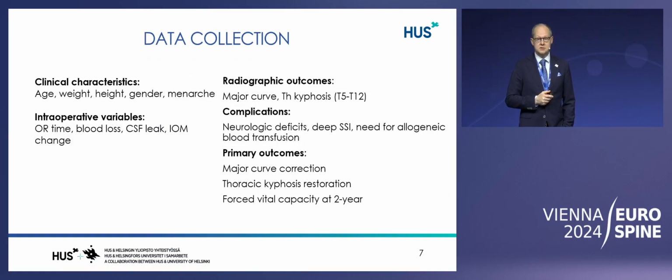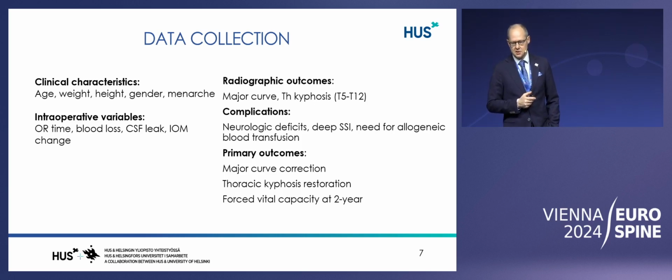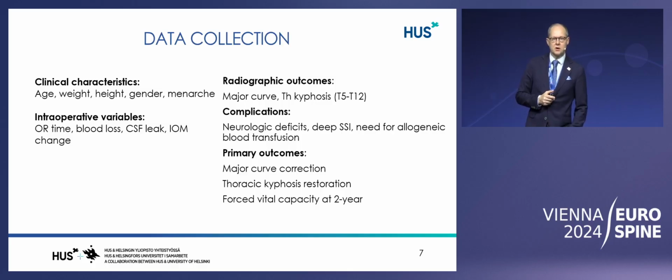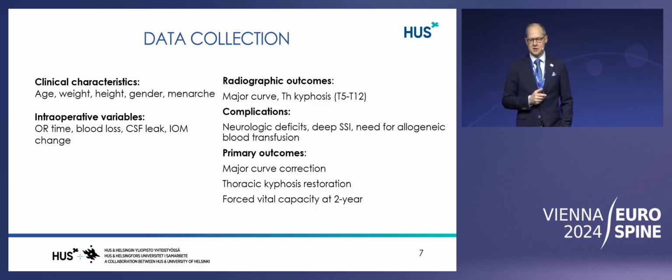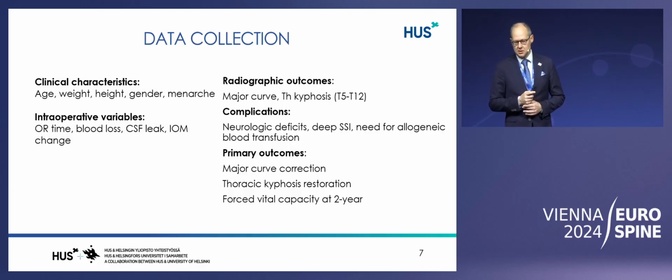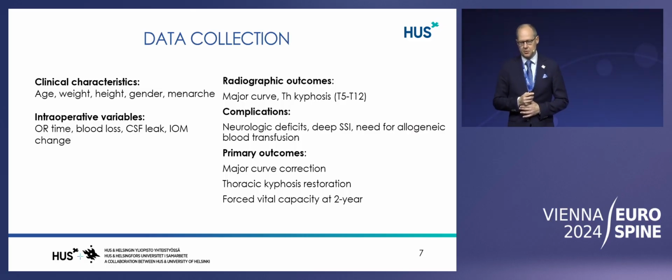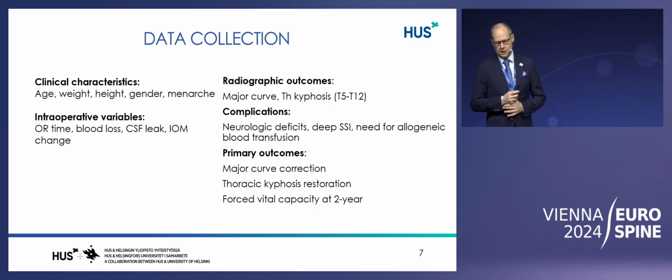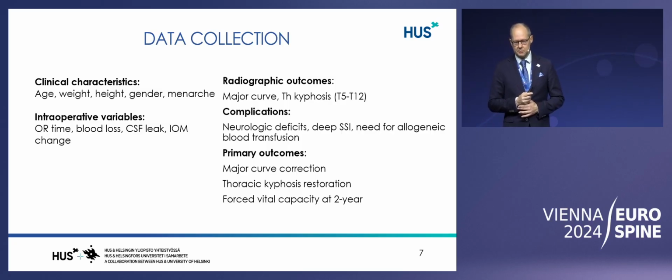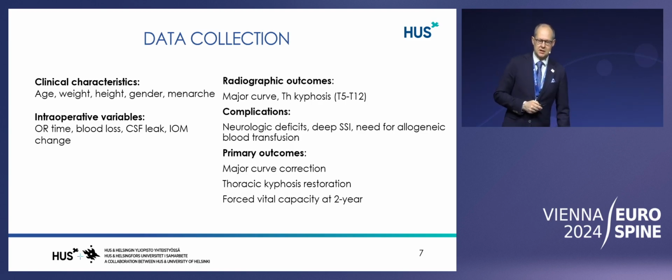We collected the typical clinical characteristics and intraoperative variables. Radiographic parameters of interest were major curve pre and post, thoracic kyphosis between T5 and T12, and complications such as neurologic deficits, deep surgical site infection, and need for blood transfusion. And the primary outcome for this safety evaluation is, of course, the complication data, and the primary outcomes at one year follow-up will be major curve correction, thoracic kyphosis restoration, and forced vital capacity.